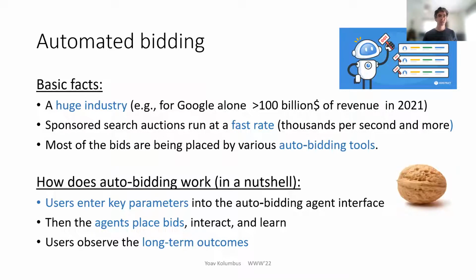So this is a huge industry, and these auctions run at an enormous rate. And in fact, it's so fast that it's not really practical, or not even possible, to manually place a bid for each and every auction. And so most of the bids are being placed by various auto bidding tools. And the way this basically works is that users enter their key parameters into the auto bidding agent interface. And then the agents automatically place bids, interact, and learn. And the users can observe the long-term outcomes.